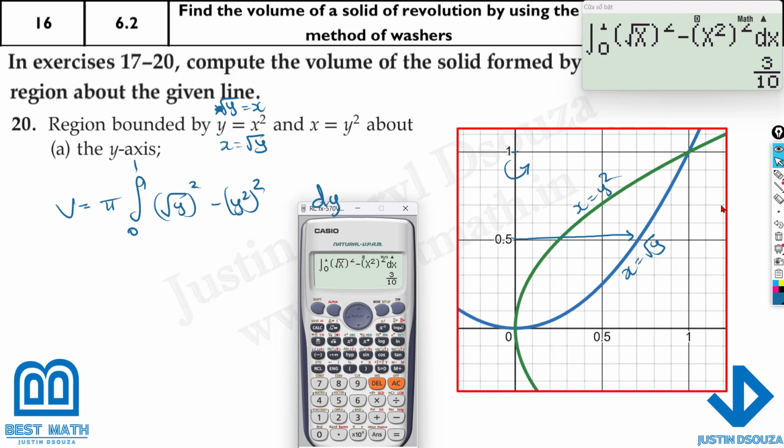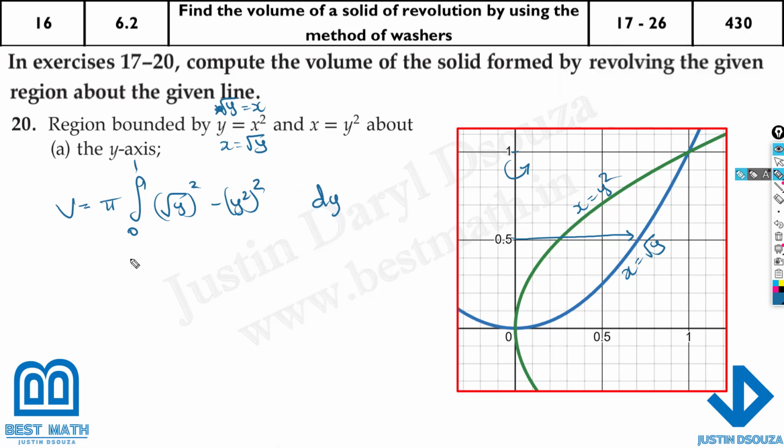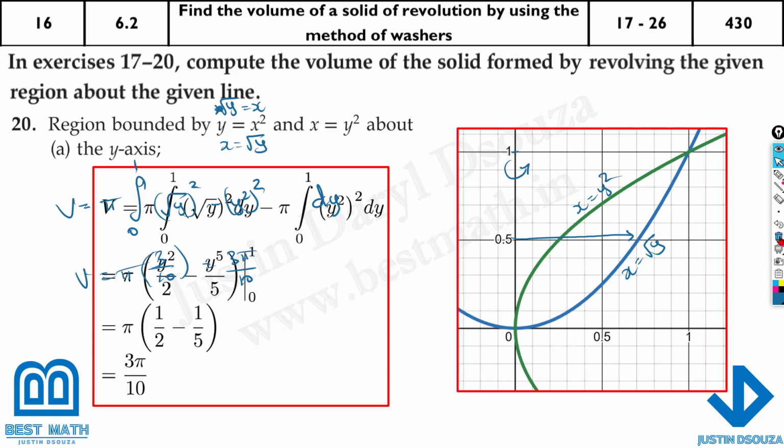The answer is 3 by 10, but that means it's 3 pi by 10. So V is equal to pi times 3 by 10. That is equal to 3 pi by 10. Or you can directly write 3 pi by 10. So this is how we solve this problem. Let's check the answers. Yes, that's it.